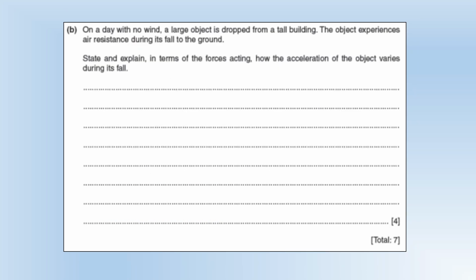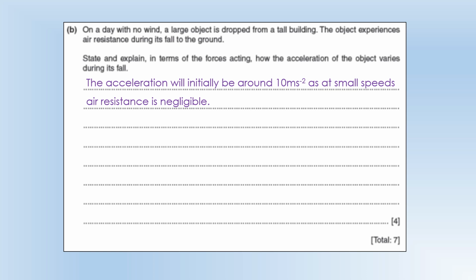On a day with no wind, a large object is dropped from a tall building. The object experiences air resistance during its fall to the ground. State and explain, in terms of forces acting, how the acceleration of the object varies during its fall. The acceleration will initially be around 10 meters per second squared, because at very small speeds, air resistance is negligible, so its acceleration depends only on its weight force. So we get about 10 meters per second squared.